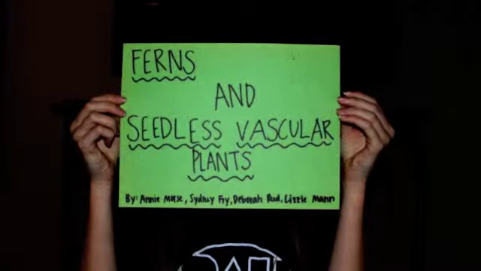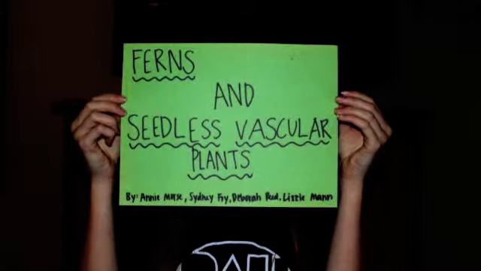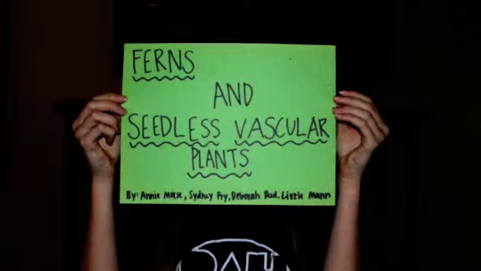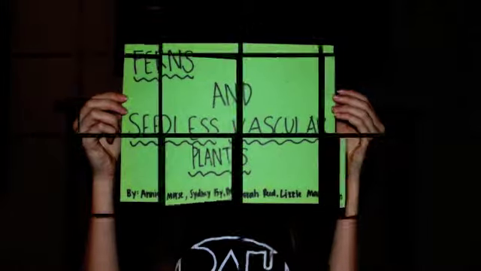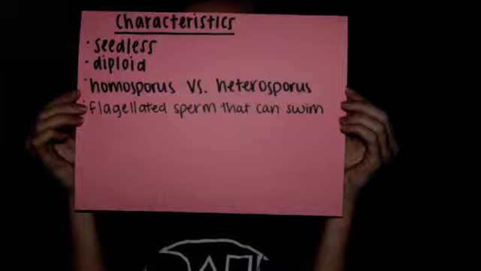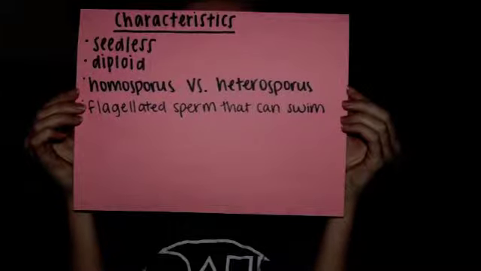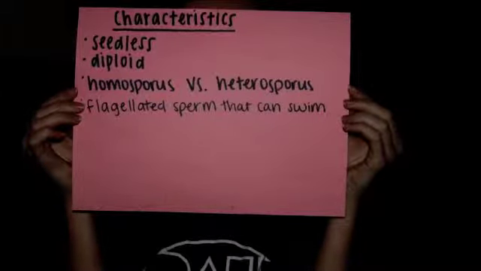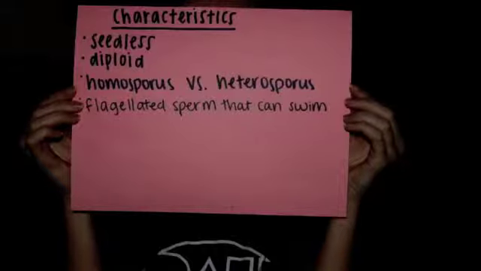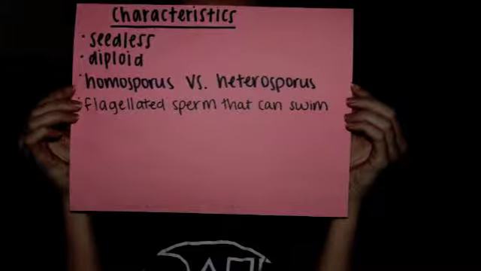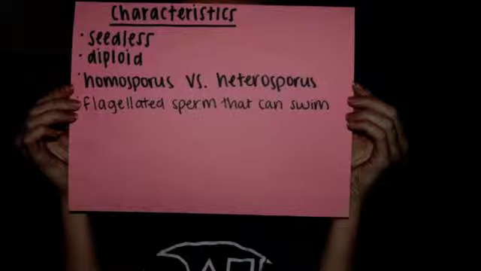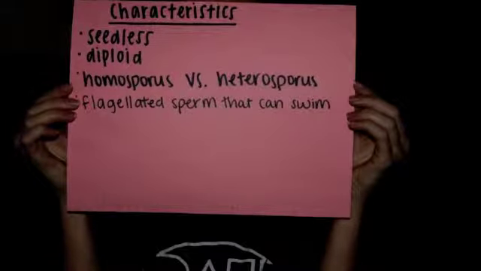We did our project on ferns and seedless vascular plants. We have found that the characteristics for these plants are seedless, they're diploid, their reproductive cycles are homosporous and heterosporous, and they have flagellated sperm that can swim. These plants are also autotrophic.